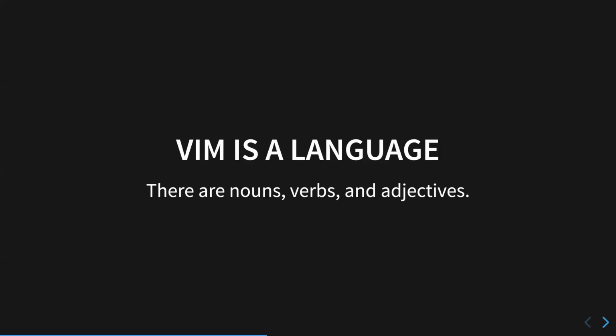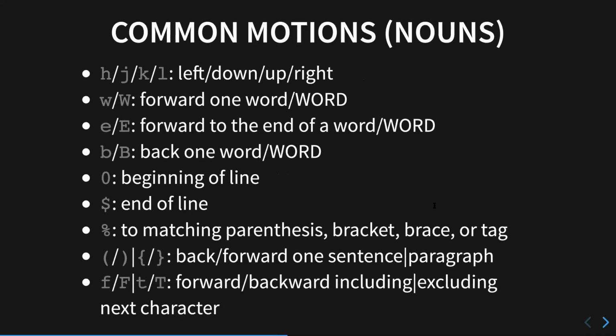Once you learn the basic nouns, verbs, and adjectives that are offered, you can do text transformations that you've never done before very efficiently. And it feels very intuitive once you get used to it. So first, let's cover our nouns. They're called motions because if you just use a noun without any other modifiers to it, it will just cause you to move. So you have H, J, K, and L.